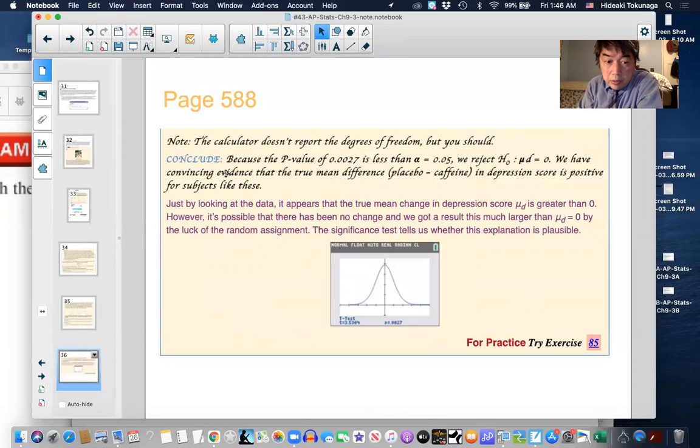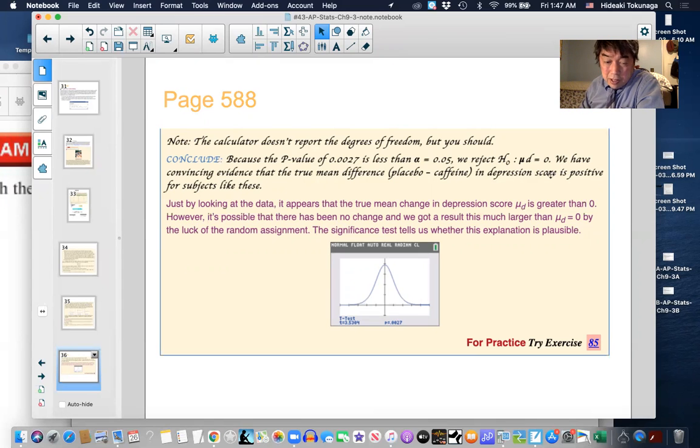Yeah. So you can read this conclusion: because the p-value 0.0027 is less than the alpha level 0.05, we reject the null hypothesis. So what does rejecting the null hypothesis mean? The difference is not equal to 0. We have convincing evidence that the true mean difference, placebo minus caffeine, in depression score is positive for subjects like this. Okay, the score being positive means there is a higher rate of depression.